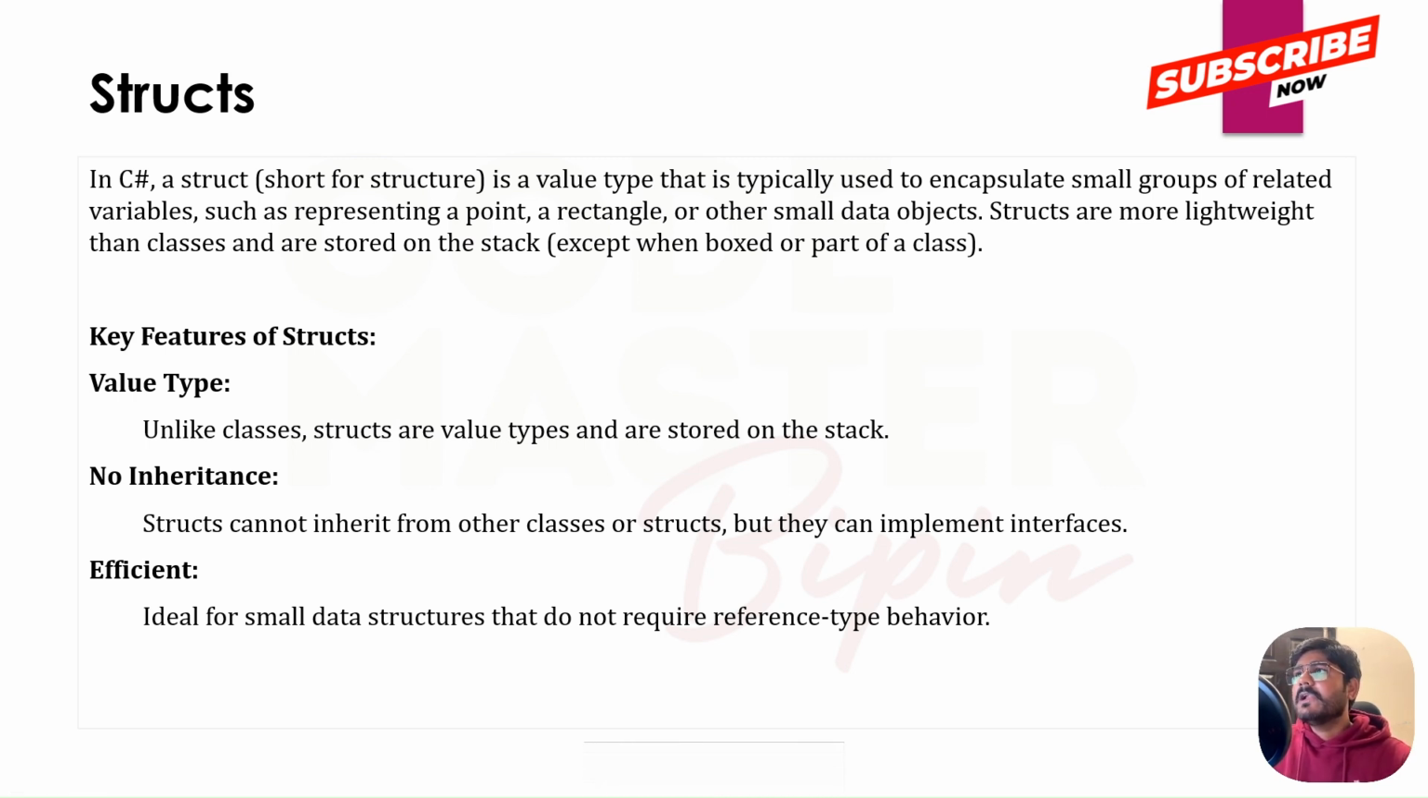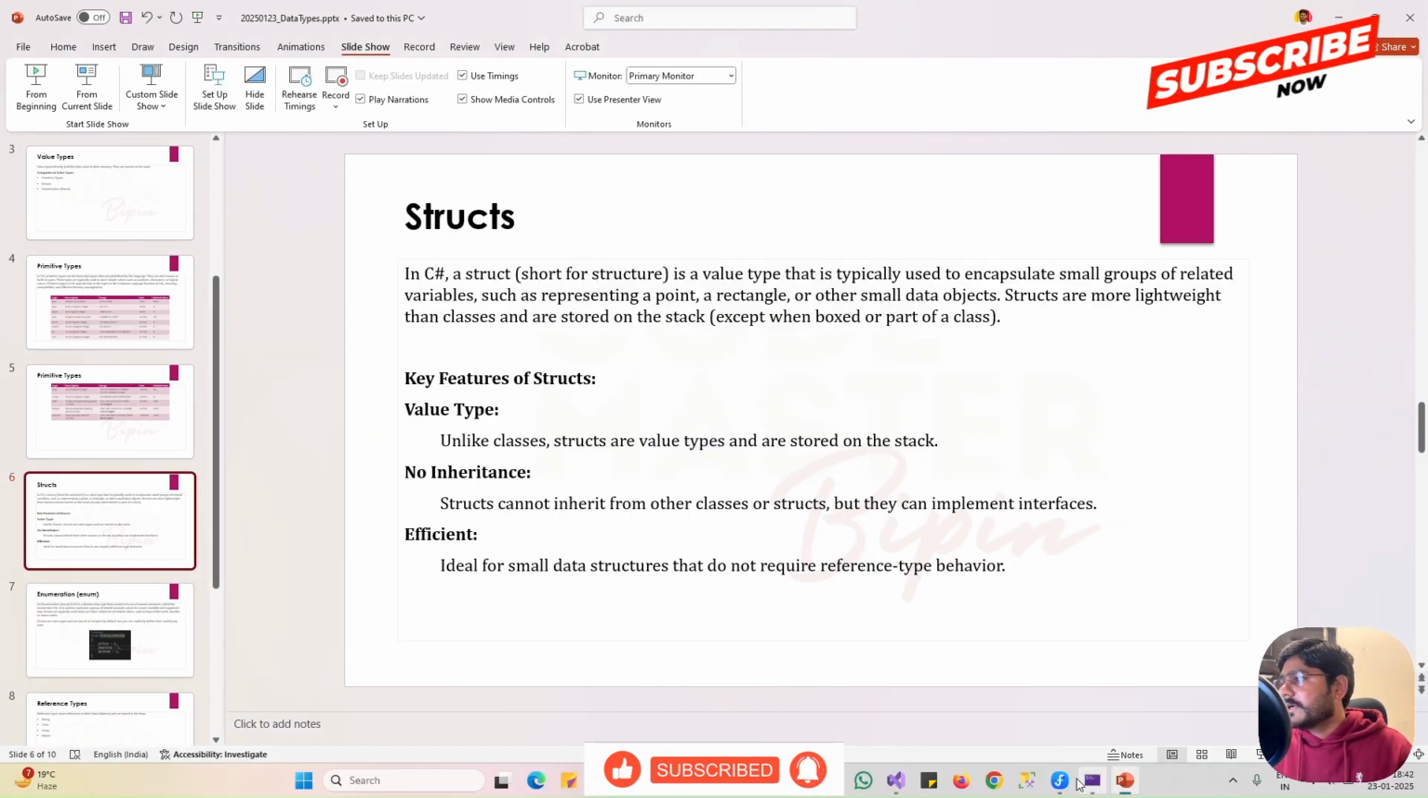Now the second value type comes as a struct. In our recent video related to stack and heap, we covered this example. Struct is again a kind of value type that is typically used to encapsulate a small group of related data or related variables, such as representing a point or a rectangle or some other data objects. And it is very lightweight compared to a class. Okay, so it is going to be stored on a stack. Let's go back to our diagram. I'll show you by using a diagram here.